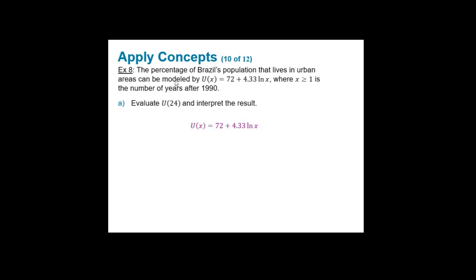So this U of x is going to be the percentage of Brazil's population that lives in urban areas. So I just put percent of population in urban areas. Our x is going to be what? The number of years after 1990. So if I want to evaluate U of 24, I'm going to substitute 24 in for x. And then I'm going to put this right side into my calculator.